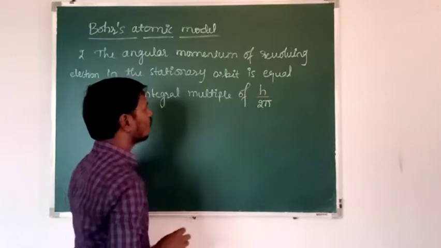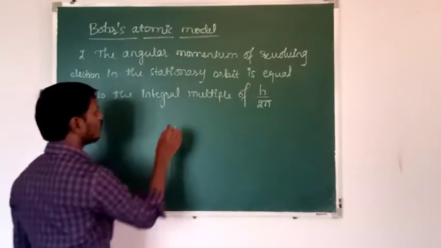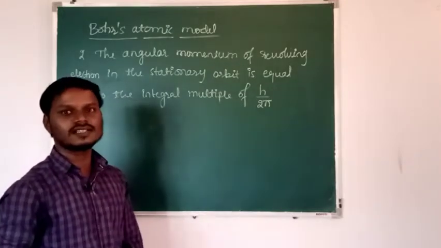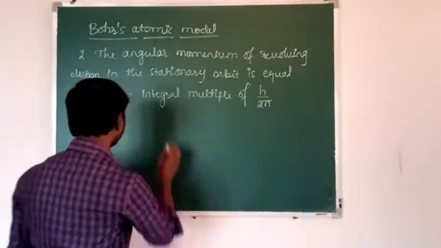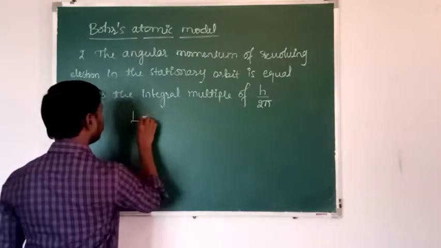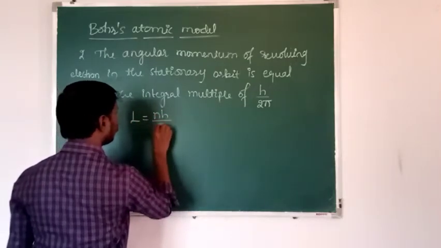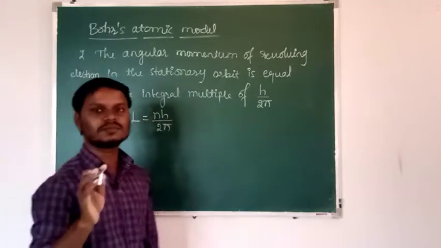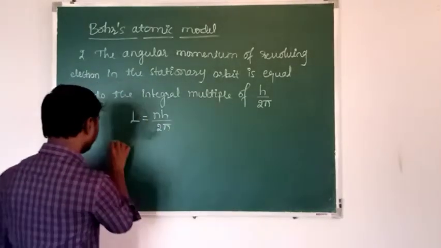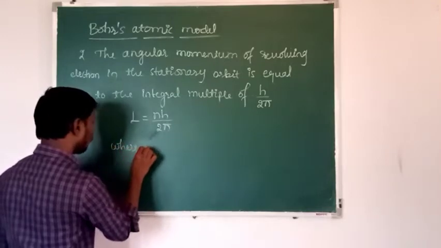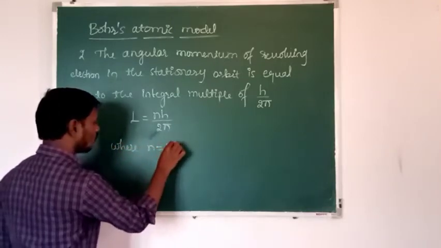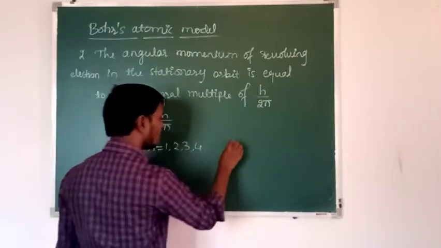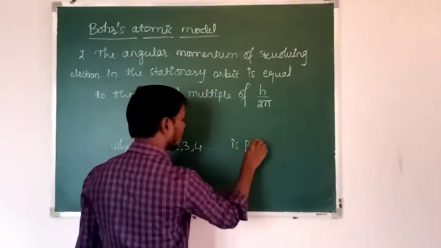Then this angular momentum can be written as integral multiple of h by 2 pi. Integral multiple means here it is the integer. Okay, so now L is equal to n into h divided by 2 pi. Okay, what is n here? n is nothing but the principal quantum number, where n is 1, 2, 3, 4 and so on.